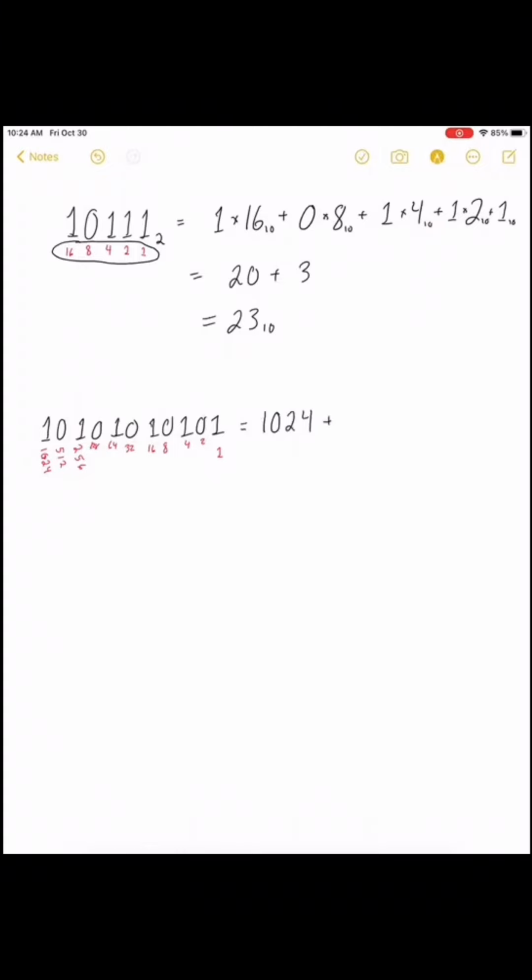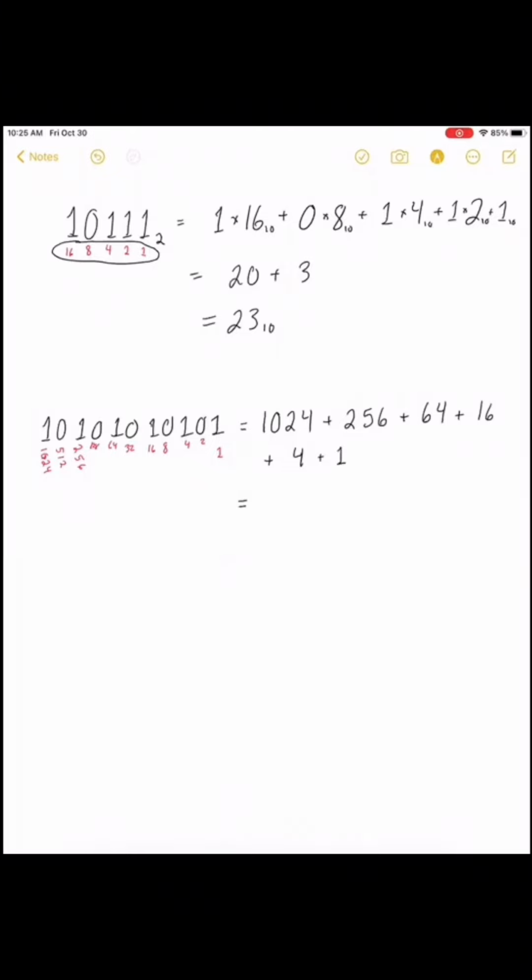0 times 512 is just 0, so we'll skip it. 1 times 256 is 256. 0 times 128 is 0. 1 times 64 is 64. 0 times 32 is 0. 1 times 16. 0 times 8. 1 times 4. 0 times 2. And then 1 times 1.